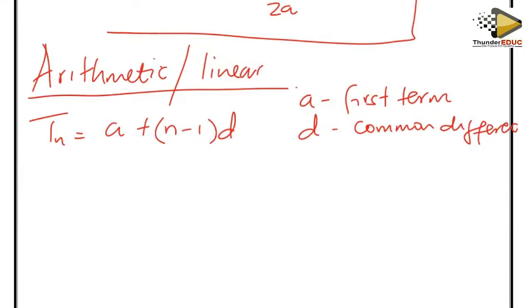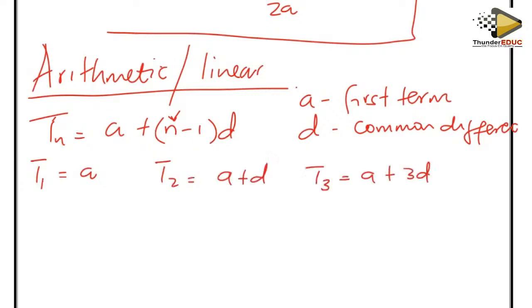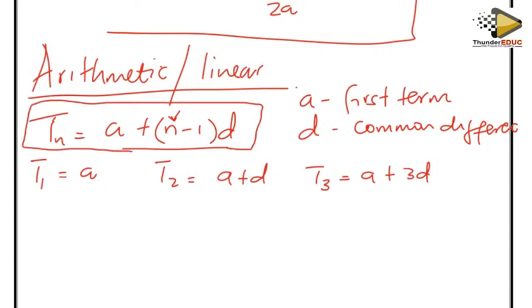So let's say we have T1, it's a. Then our T2 is going to be a plus d, since we are just adding a common difference. And then T3 is going to be a plus 2d. So if you carry on and extend all of this, you'll end up with this. So this Tn will also represent what we call the last term within the progression.